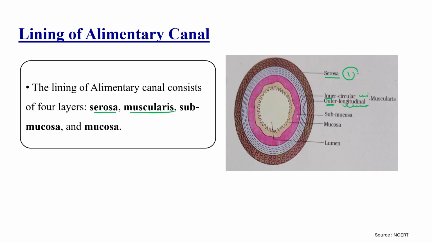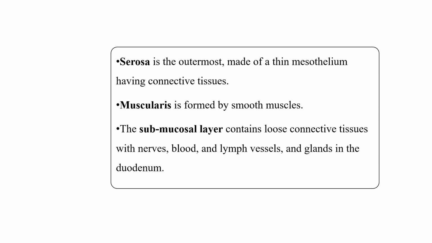Followed by this pink one, the second from the outside, the third layer, submucosa. So the outer part is serosa, then muscularis, then submucosa, and the innermost part is known as the mucosal membrane, this light brown one. And inside this mucosal membrane is the lumen. So the total alimentary canal has 4 layers: serosa, muscularis, submucosa, and mucosa.